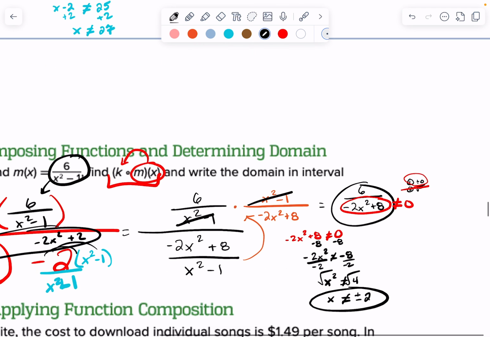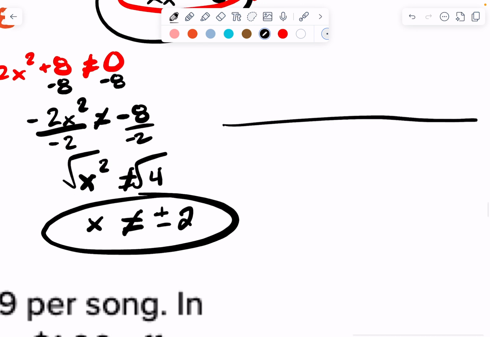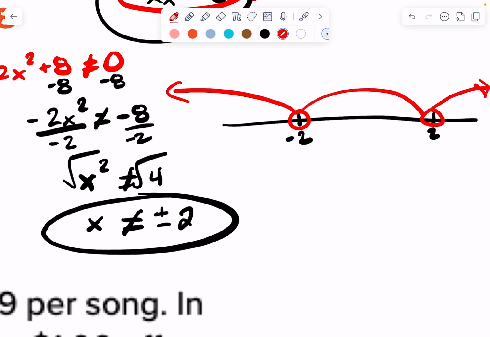And they want interval notation? Oh my gosh, you guys are going to go crazy about this. Negative 2, positive 2: it cannot be 2 or negative 2. So I have open circles here and here, but it can be any number on this side, any number here, and any number on that side. How do I write that in interval notation? You're going to have 3 pieces.